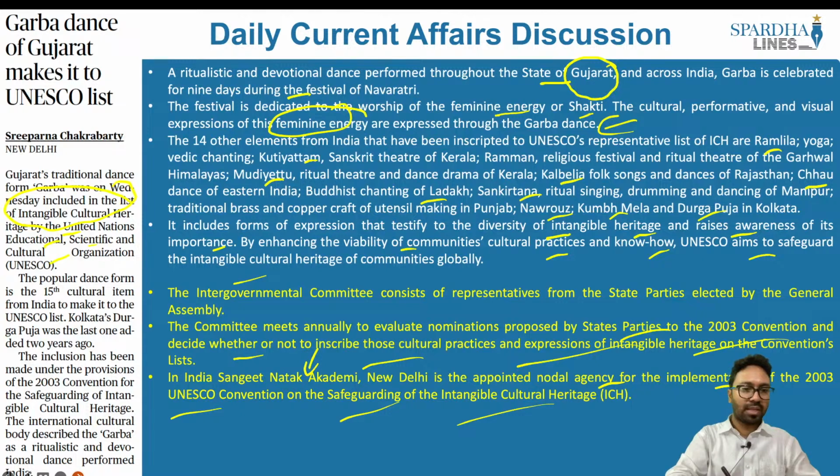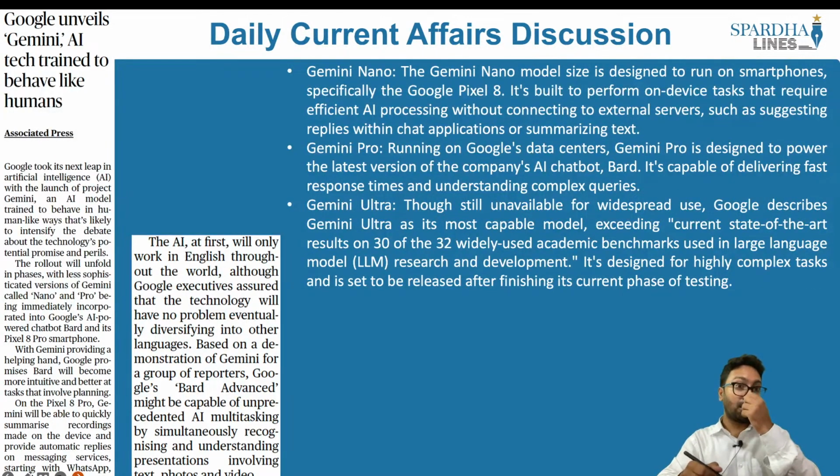Now let's look into the next article. This article says Google unveils Gemini, an AI tech trained to behave like humans. This article is speaking about an artificial intelligence tool called Gemini, which happens to be an AI model trained to behave in human-like ways that is likely to intensify the debate about technology's potential promise and perils. We have heard a lot about ChatGPT and so on. Similarly, Google has now come up with a new tool called Gemini.